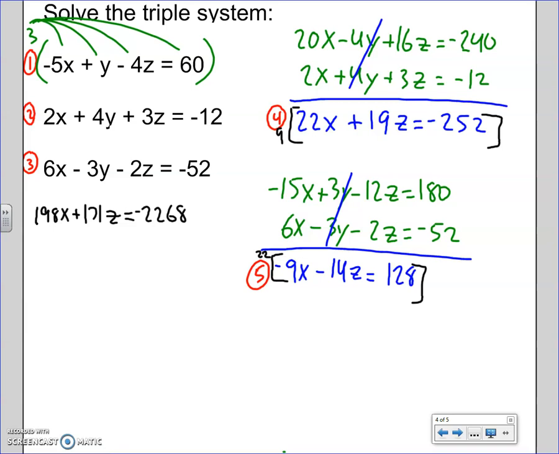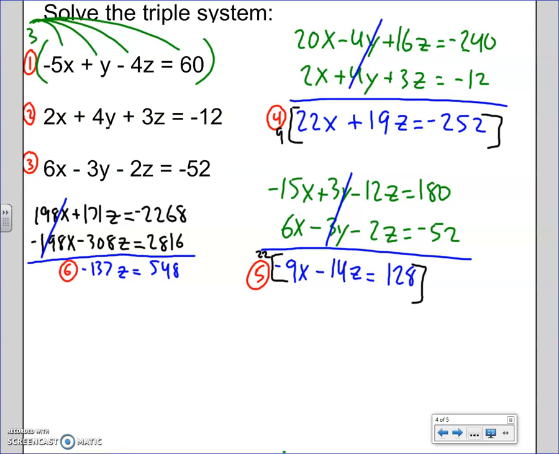I distribute 22 to equation 5, I get negative 198x. They're matching. I get negative 308z. That's supposed to equal 2816. I can now do elimination. The x's cancel. That makes a negative 137z, and that makes 548. That's now our sixth and final equation.